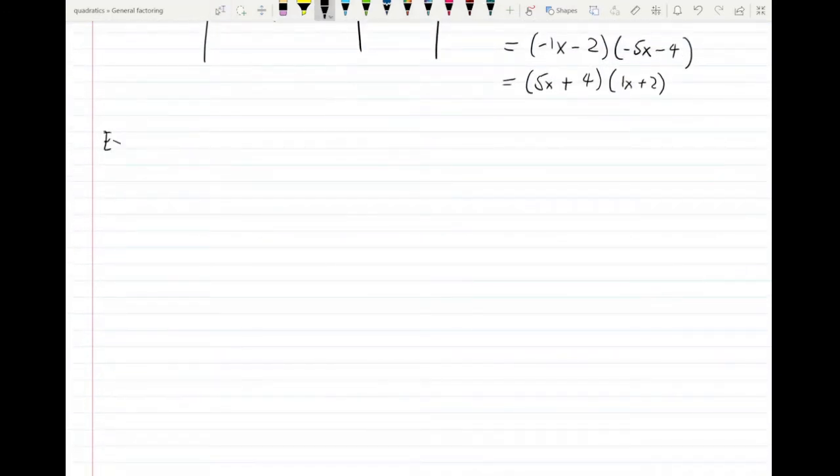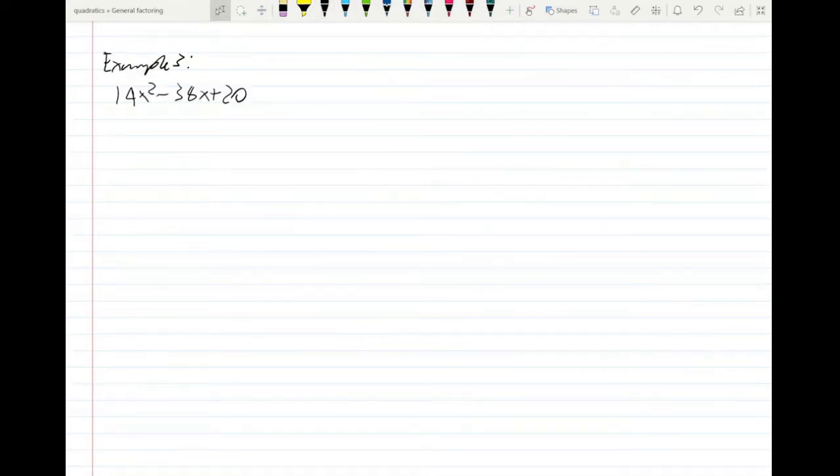We'll start with 14x squared minus 38x plus 20. Now firstly, because we can in this case, we're going to factor out a constant out of all the coefficients. So 2 factors out of 14, 38, and 20. So we'll pull it out first.